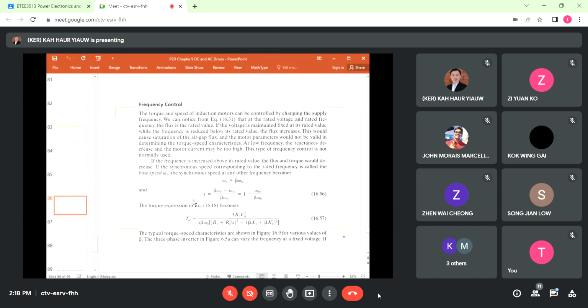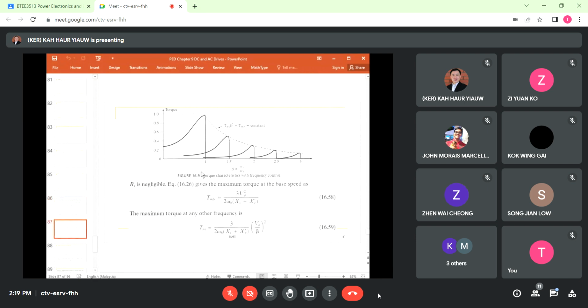And also the slip S is equal to equation 56. The torque expression in equation 18 becomes equation 57 here. The typical torque speed characteristics are shown in figure 16.9 for various values of beta. The three-phase inverter in figure 6.5a can vary the frequency at a fixed voltage. This is figure 16.9.